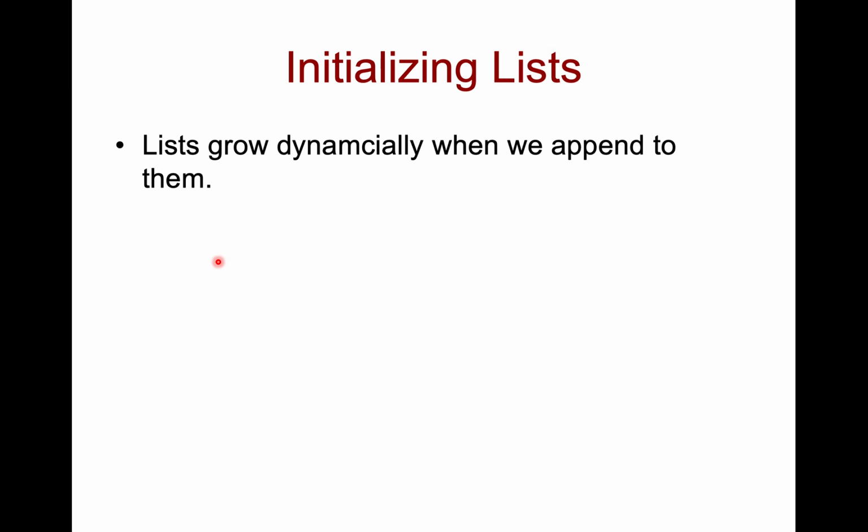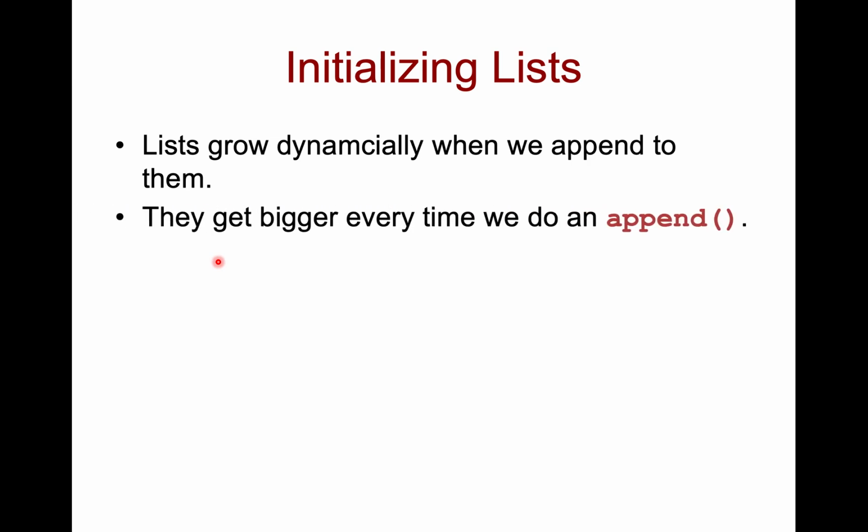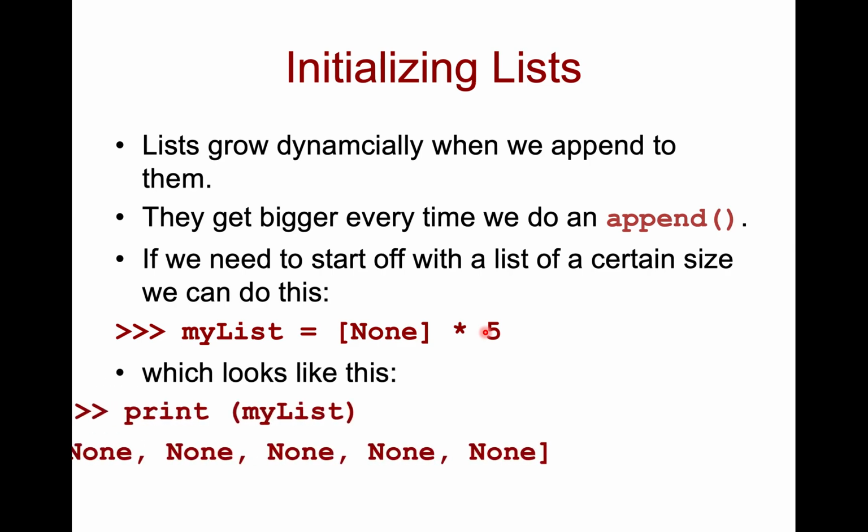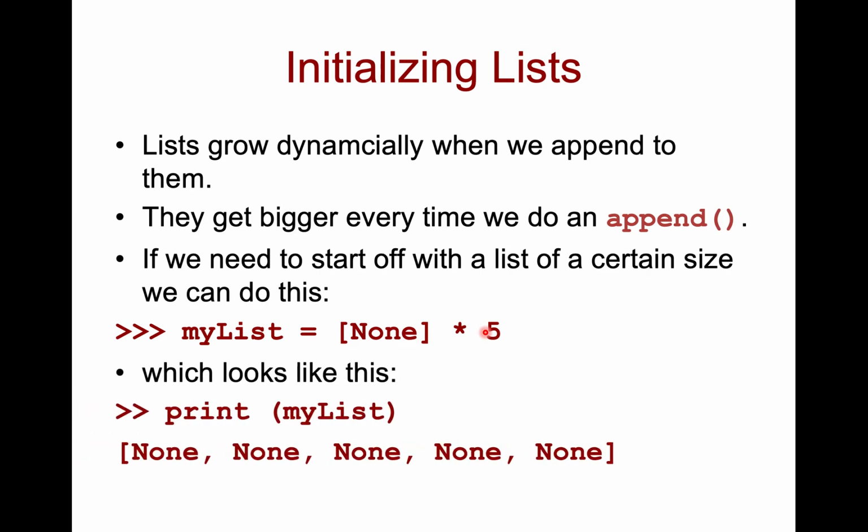Lists grow dynamically when we append to them. So that means they get bigger every time we do an append. If we need to start off with a list of a certain size, then we can do this. We can create something called mylist, and we can assign to it the value [None] * 5. Our list will have 5 Nones in it after this.